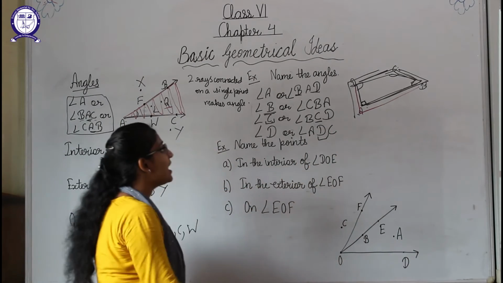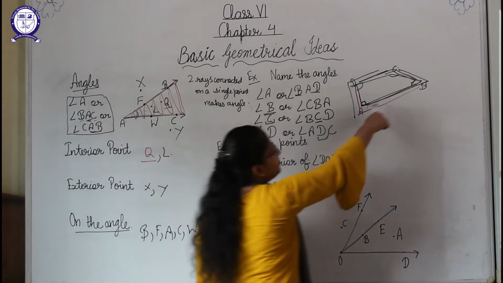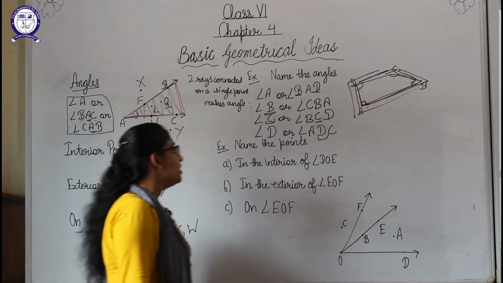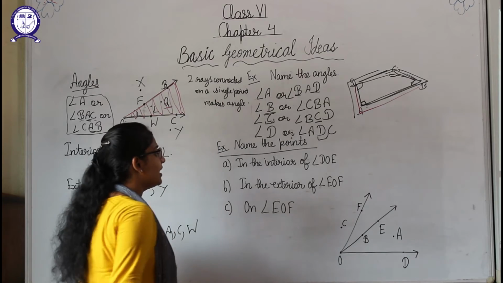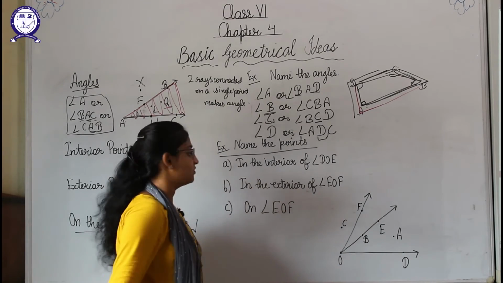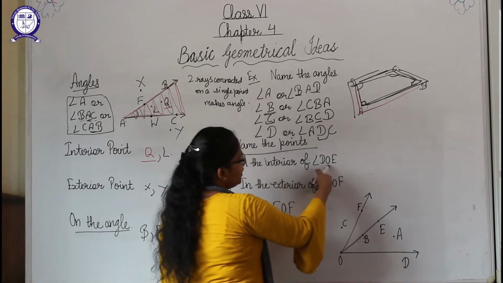Okay, so these are the angles in this question: angle A, angle B, angle C, and angle D. Now in the next example, name the points. We have to name whatever the part is asking for. In the interior of DOE.